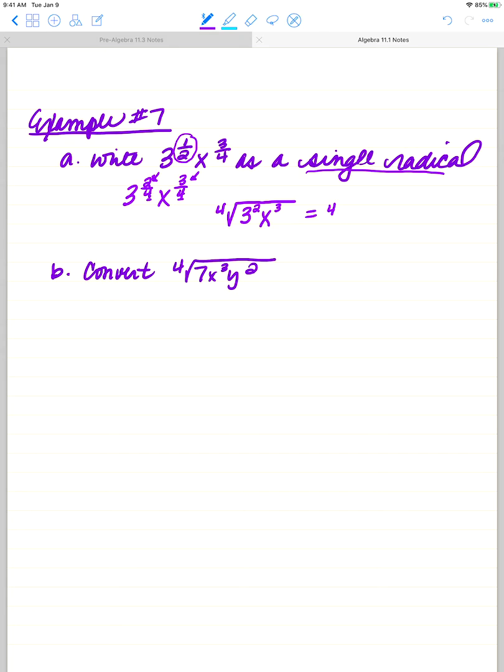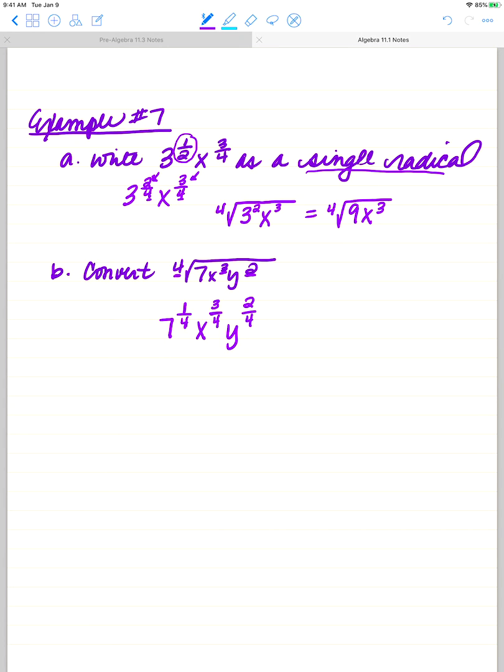We can simplify 3 squared. So that is the 4th root of 9x cubed. Then B says convert the 4th root of 7x cubed y squared to exponential form. So that is going to be 7. Remember, 4 is the denominator, and that's just 7 to the 1 there. So 7 to the 1 over 4. X, 4 goes on the bottom, that's the index, and x is being raised to the 3, so that's the numerator. Y, 4 goes on the bottom, it's being raised to the 2nd power, so that is the numerator.